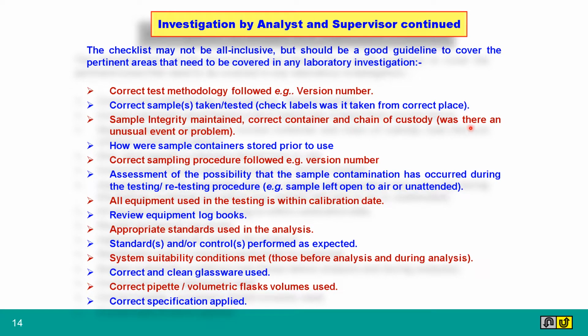Was there an unusual event or problem? How were sample containers stored prior to use? Correct sampling procedure followed, for example, version number. Assessment of the possibility that sample contamination has occurred during the testing / retesting procedure, for example, sample left open to air or unattended. All equipment used in the testing is within calibration date. Review equipment logbooks. Appropriate standards used in the analysis.